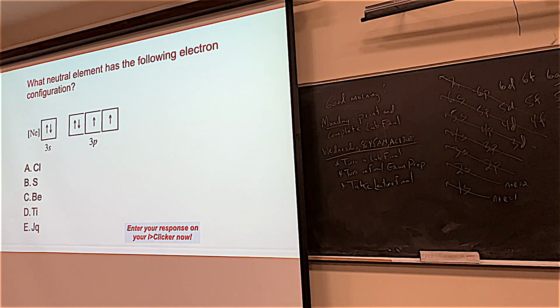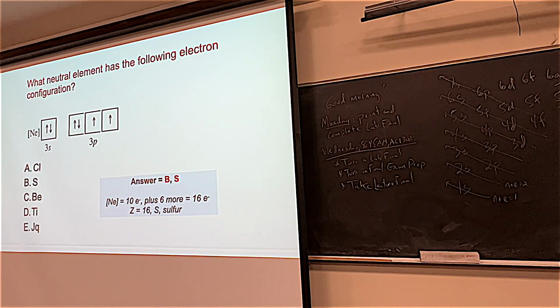All right. So again, there's a couple of ways to do this. Using what we just talked about, period 3, the P's start with aluminum. So aluminum would be 3p1, silicon 3p2, phosphorus 3p3, and then sulfur would be 3p4. You could also count electrons. Neon is 10 plus 2 plus 4. That would be another way to get to sulfur. Any of these ways are fine.